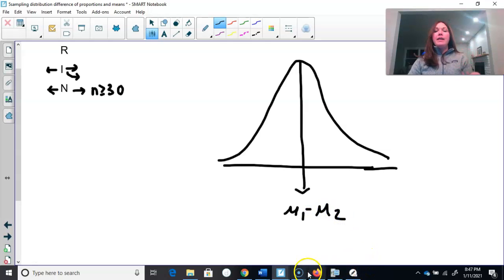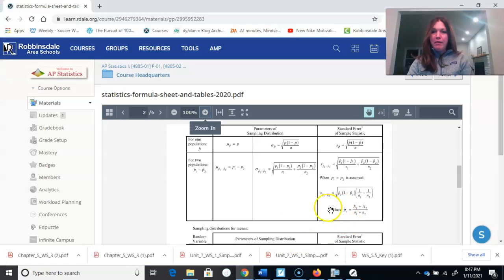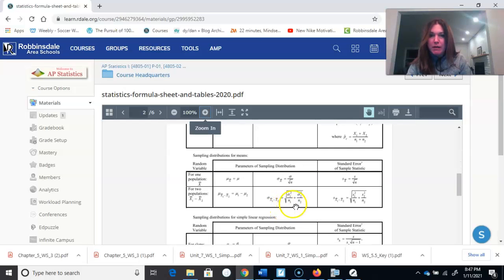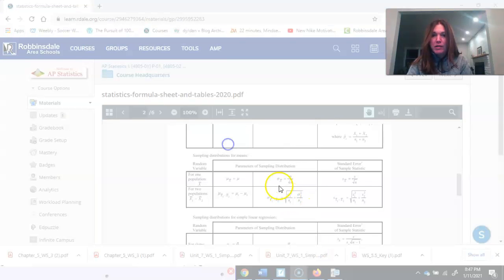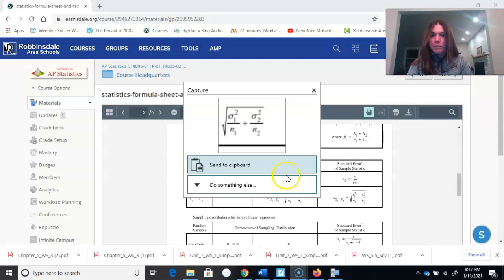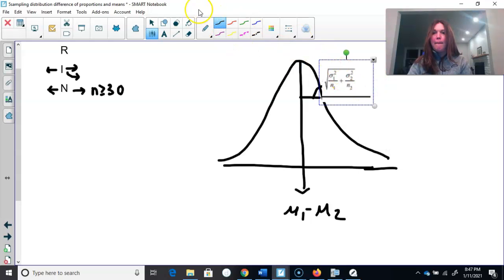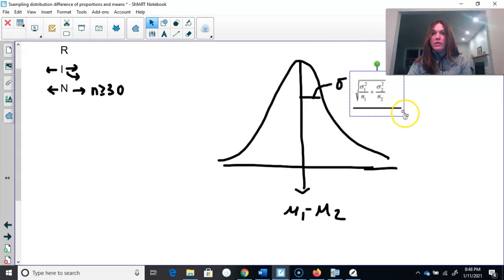Next, what we're going to do, and I actually have it up here, I have your formula sheet here so you can see the one for the sampling distribution for 2. For proportions, this is the one for proportions. And then if you scroll down for means, and I'll spend some more time with you guys on the formula sheet, you see the one for means for 2 populations, we have it right here. So we take the standard deviation squared, and I'm going to take a picture of this actually. And again, we'll spend some time with that, so don't worry about that right now. Here is our standard deviation.